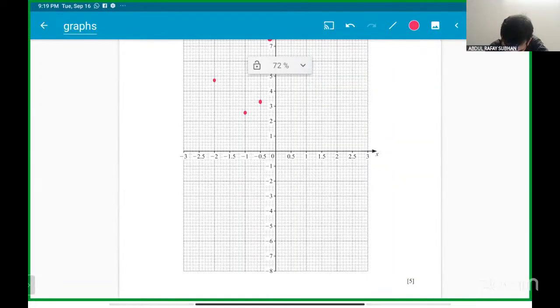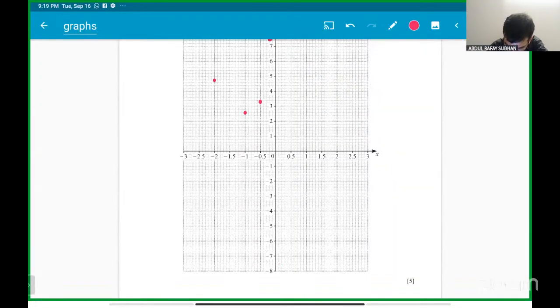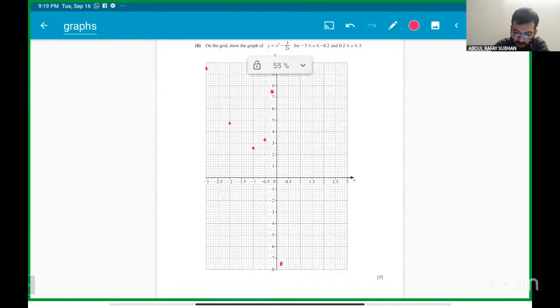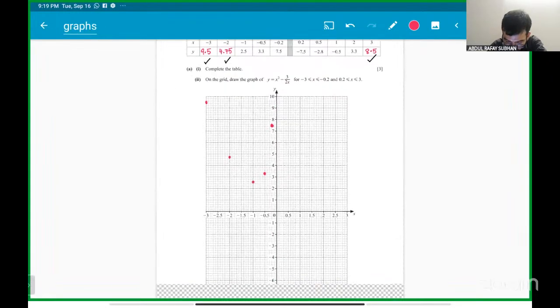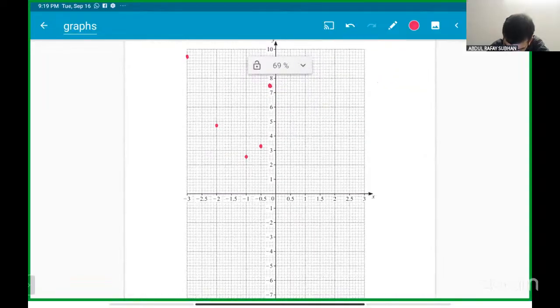So 0.2, we go to -7.5 students. So hope you understand, it's a mixture of quadratic plus the reciprocal graphs and the asymptote line. You can see it is not touching the y-axis. We'll talk about that later. It will not touch the y-axis, no point on the y-axis. 0.2 is -7.5, 0.5 is -2.8.